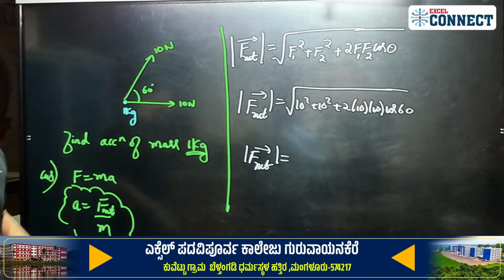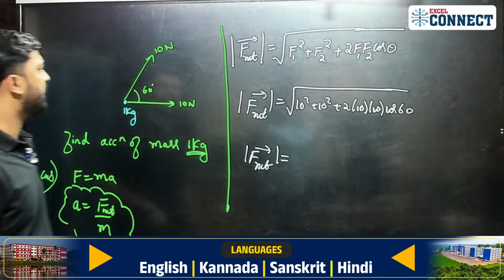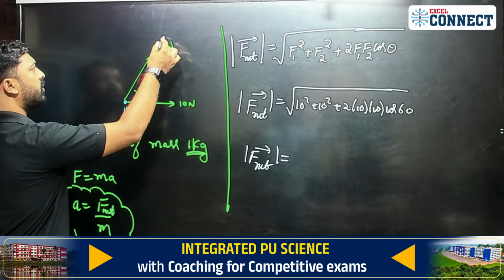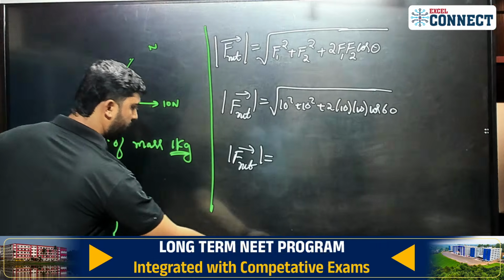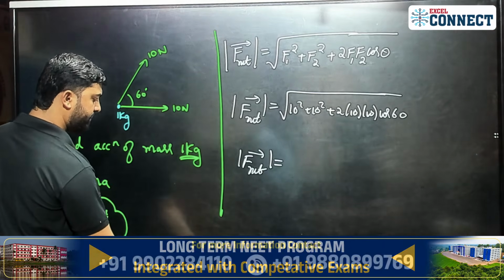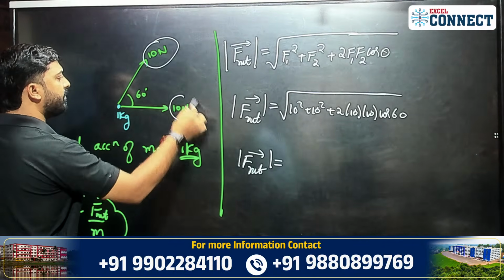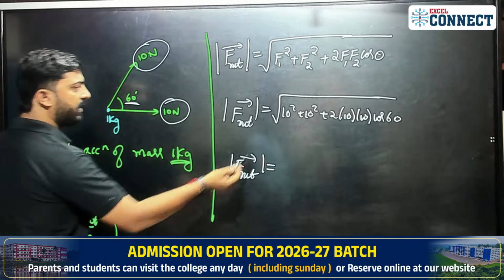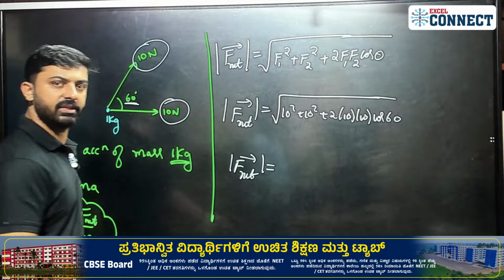Two forces are the same, and the angle is 60 degrees. When two vectors are the same, and the angle is 60, the resultant will be 10 root 3, or we can solve this.